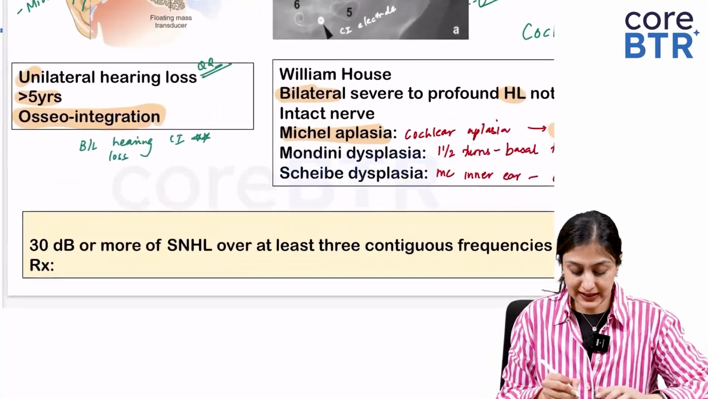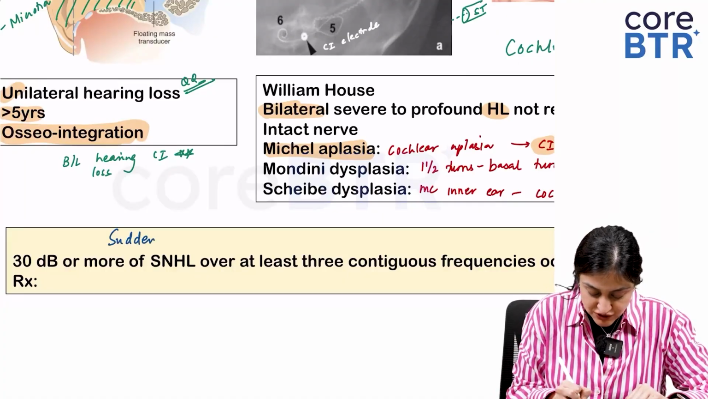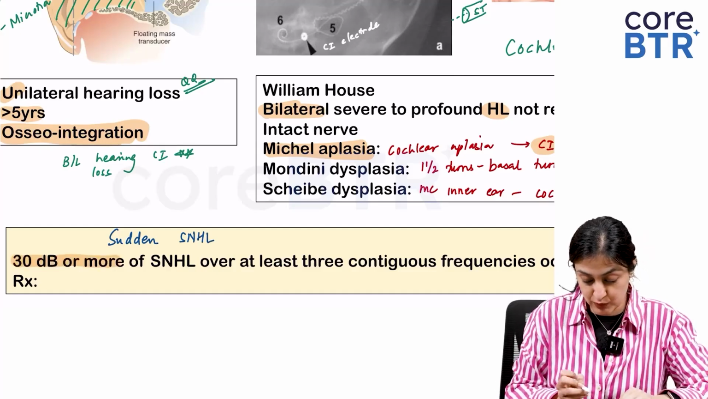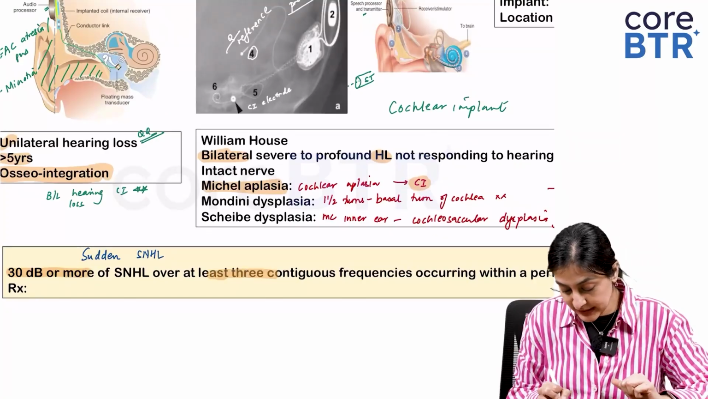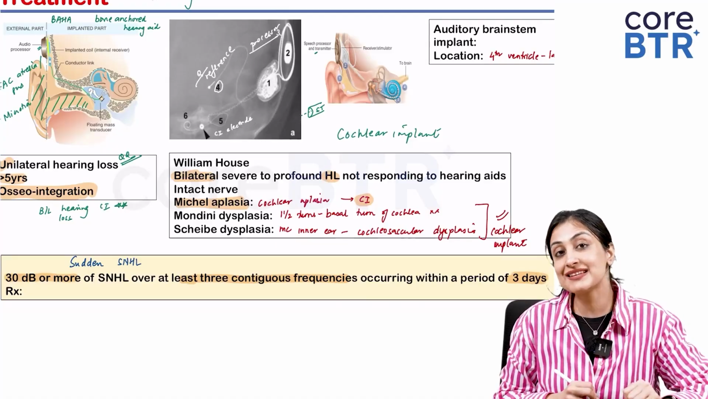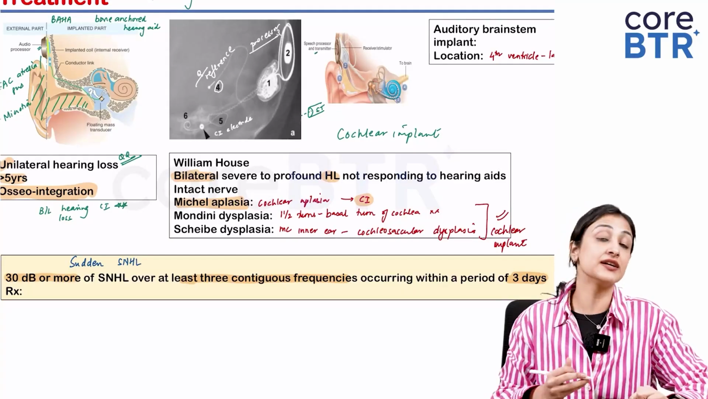The last part that I have to define is what is sudden SNHL. So sudden SNHL is if we have a hearing loss of 30 decibels or more over three contiguous frequencies occurring within 3 days. So the buzzword is 3 times 3. 3 days, 3 frequencies, 30 decibels.